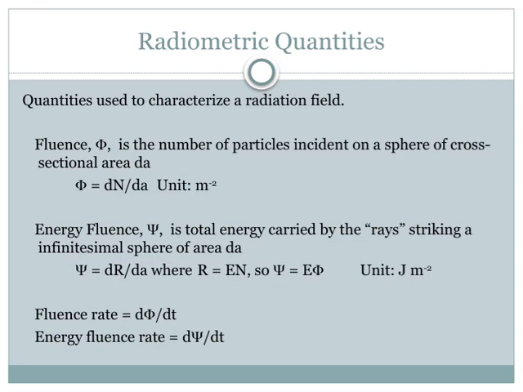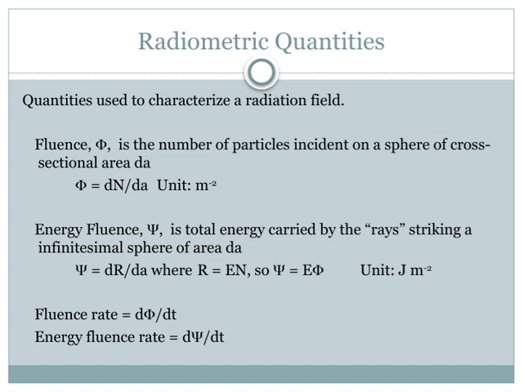One fundamental quantity is the fluence, denoted as Φ. This represents the number of particles that strike a small area, which we imagine as a sphere with cross-sectional area dA. Essentially, it tells us how many particles are incident on that area.